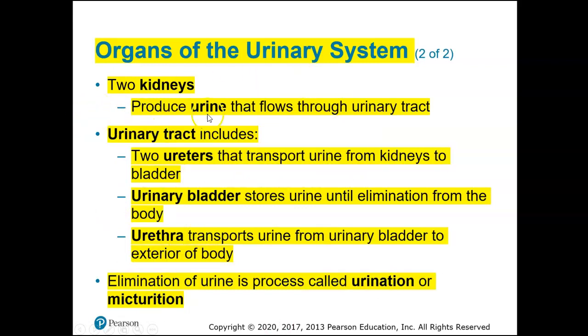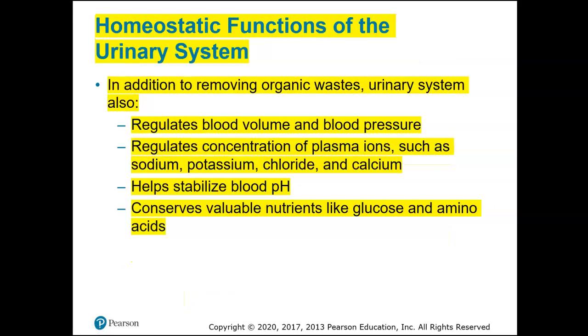So the two kidneys produce urine. The urinary tract includes the ureters, the bladder, and the urethra. And then elimination of urine, we either call that urination or micturition, or sometimes in the hospital you'll hear it called voiding.